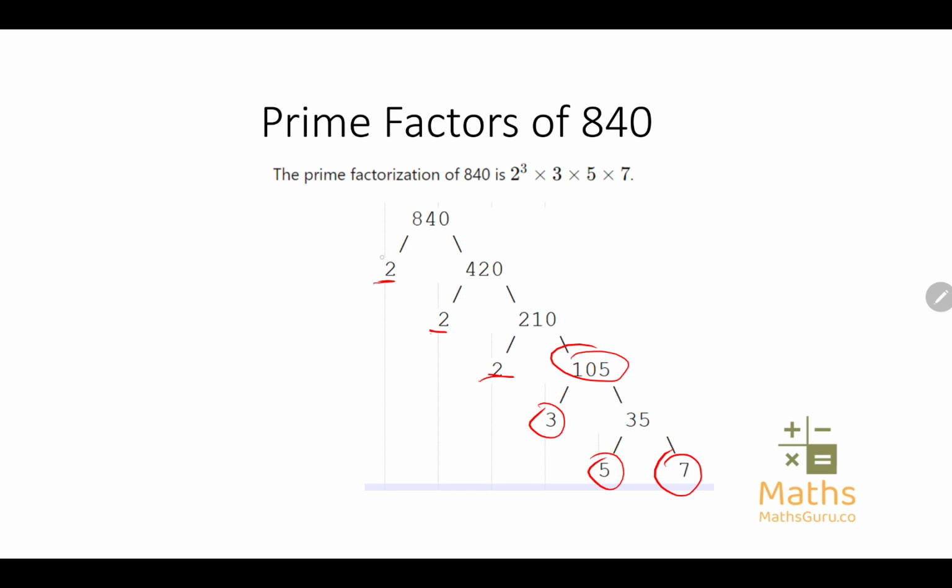So if you can see, we have three 2's, one 3, one 5, and 7, right? So I can write it as 2 to the power 3 into 3 into 5 into 7. All these are prime numbers, right? Now these prime numbers can be used to find LCM and HCF, which we will see in the next slides, okay?